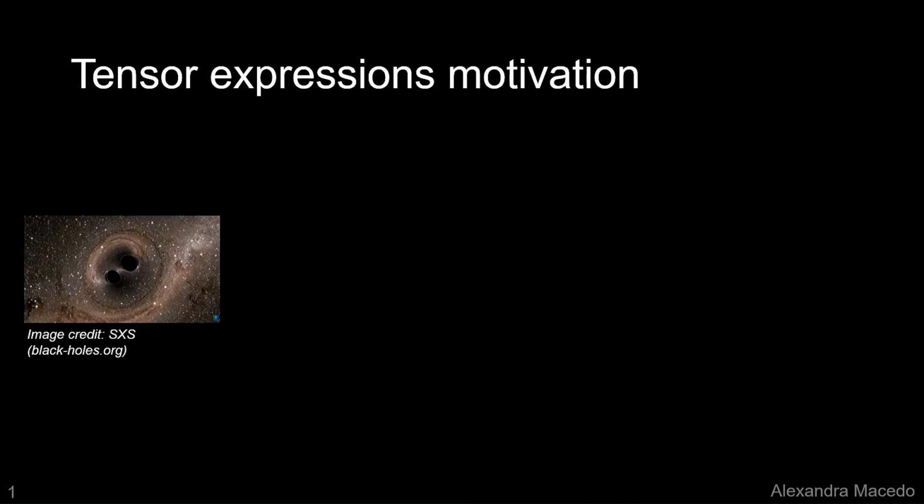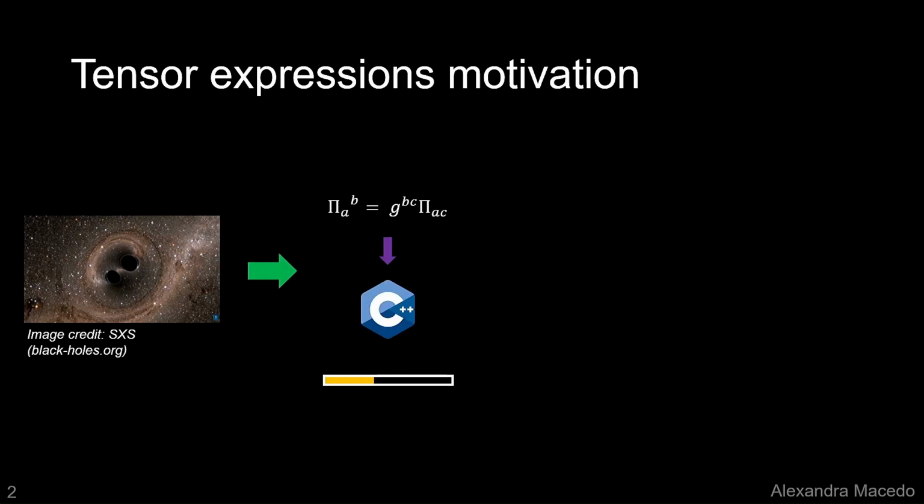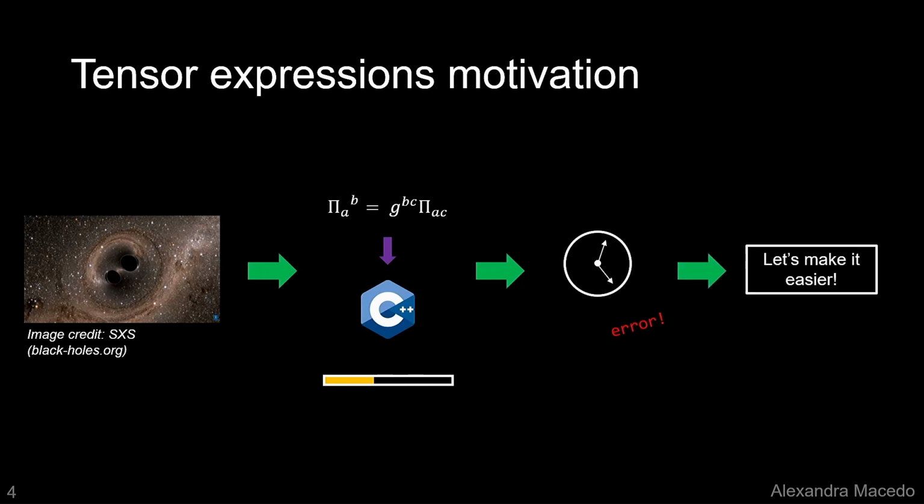So SpECTRE is our open source numerical relativity code. It lets us do really exciting physics already. But in order for it to do that exciting physics, we need to code up lots of physics tensor equations as C++ code. And this is an ongoing process for us to do the science that we do. The thing is that coding up these equations is often a very tedious and time-consuming process. It's prone to human error. And so what would be nice is if we could make this process easier and more foolproof.